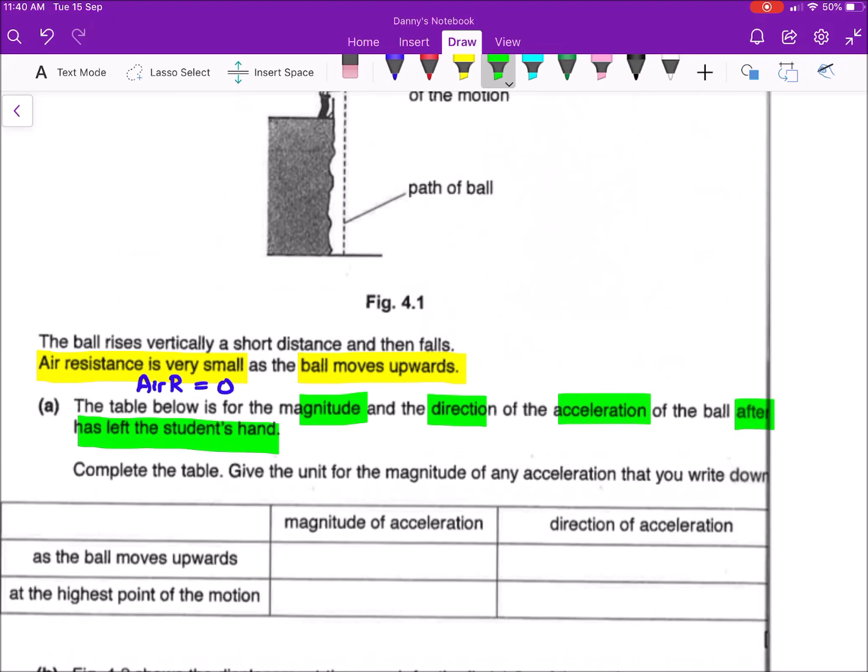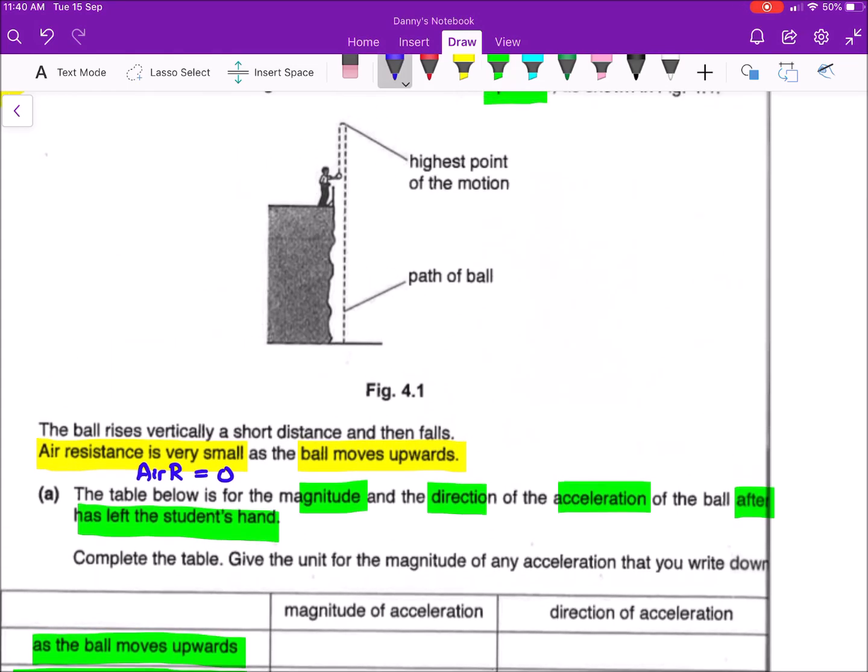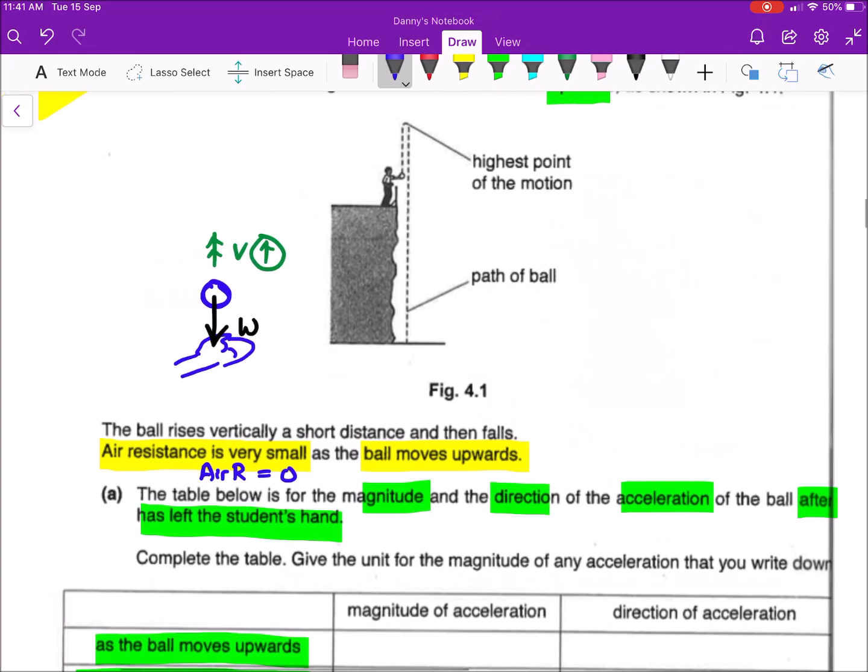Going up, most likely. Okay, so you are talking about it moving up, and then after that at the highest point. So since air resistance is 0, then in your free body diagram, once the ball leaves the hand, the only force that is acting on the object is just the weight. Other than that, there's no other force because there's no air resistance. So as the ball is going up, there's only weight.